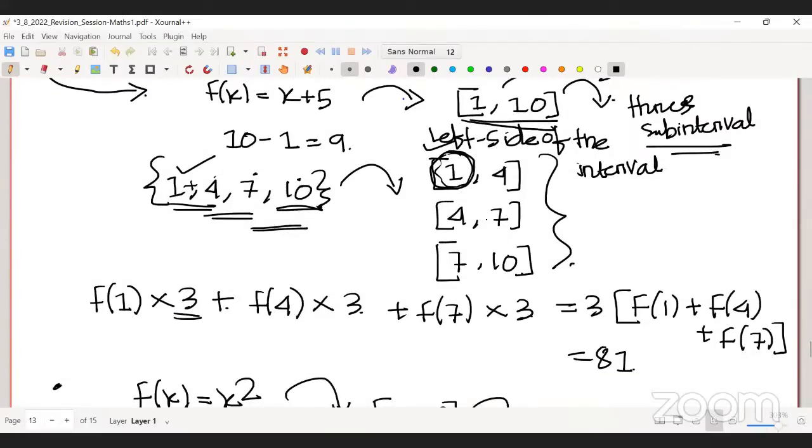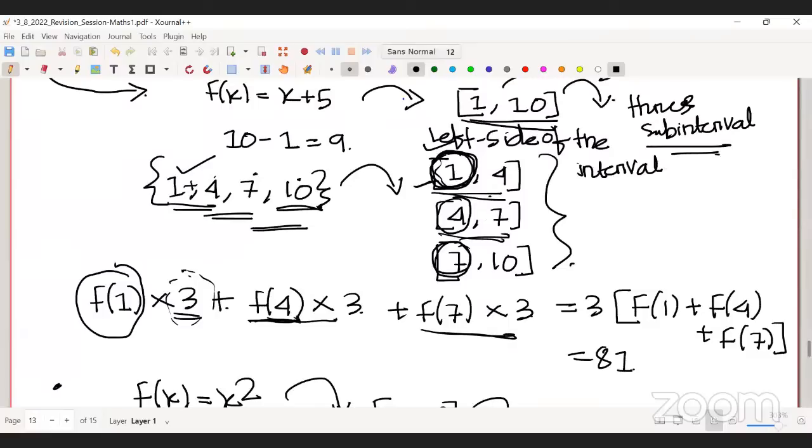This is the left point of the first interval, so you take the value of the function at the left point, f of 1, times the length of the interval, which is 3. For the second interval, you take the left-hand side again, because you are computing the left Riemann sum: f of 4 times 3. And similarly for the third interval, f of 7 times 3.